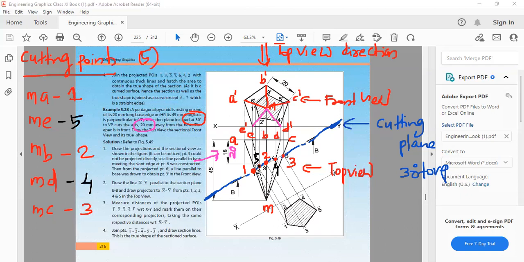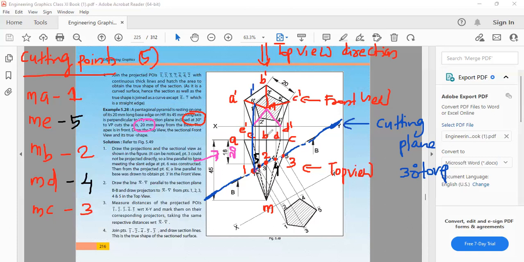Then the next step is very simple. Transfer these points to the front view. So 1 to MA. I will project 1 to MA. MA means M dash A dash. So this point is 1 dash on M dash A dash.